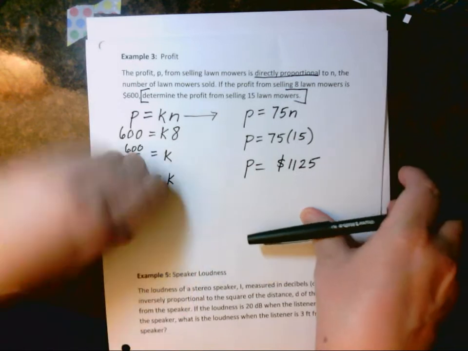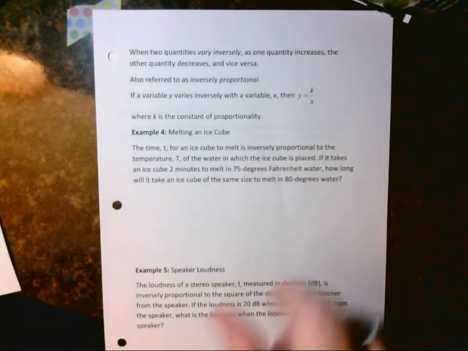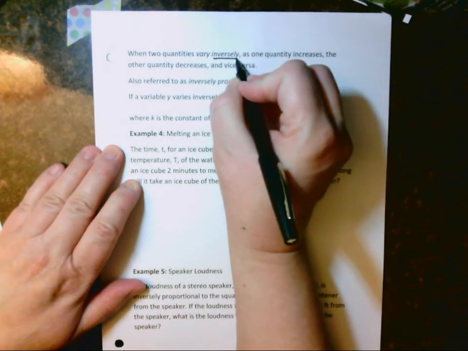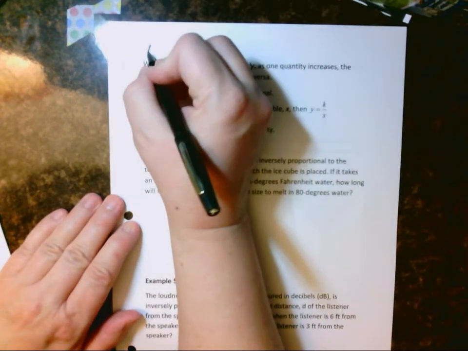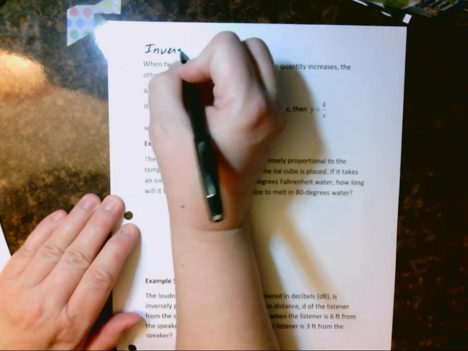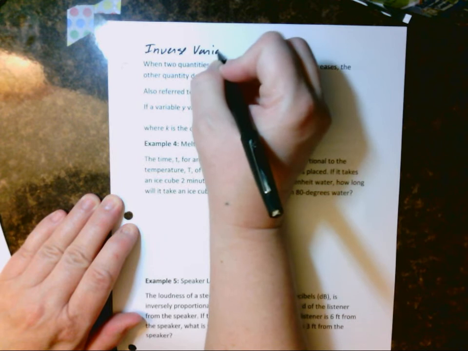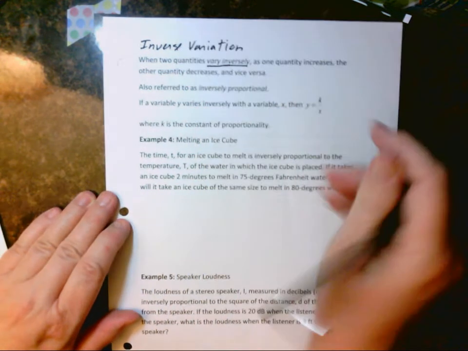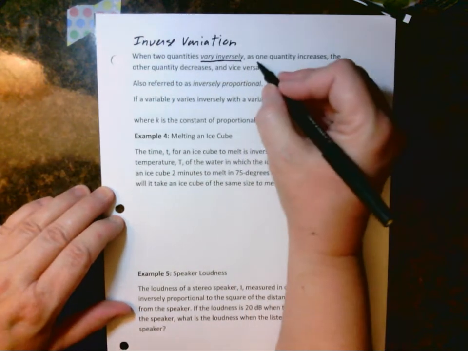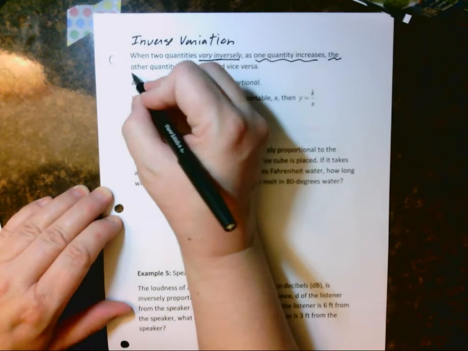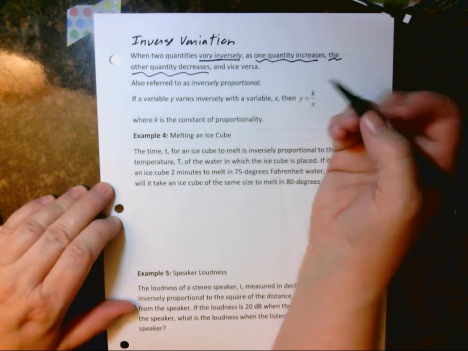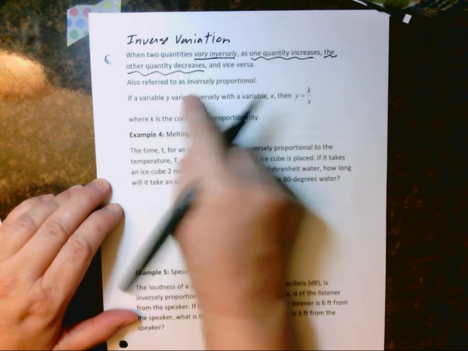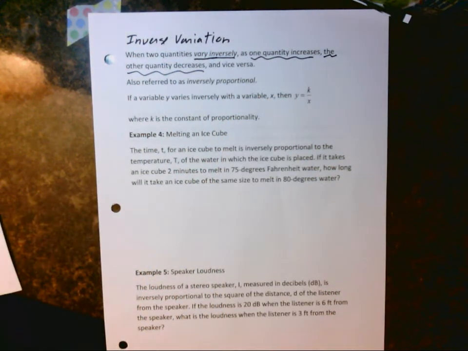We need to move to the next situation, and that is called inverse variation. When two quantities vary inversely, as one quantity increases, the other one decreases, and vice versa. It's also referred to as inverse proportionality. You'll hear it called that. So you can think of some situations here.